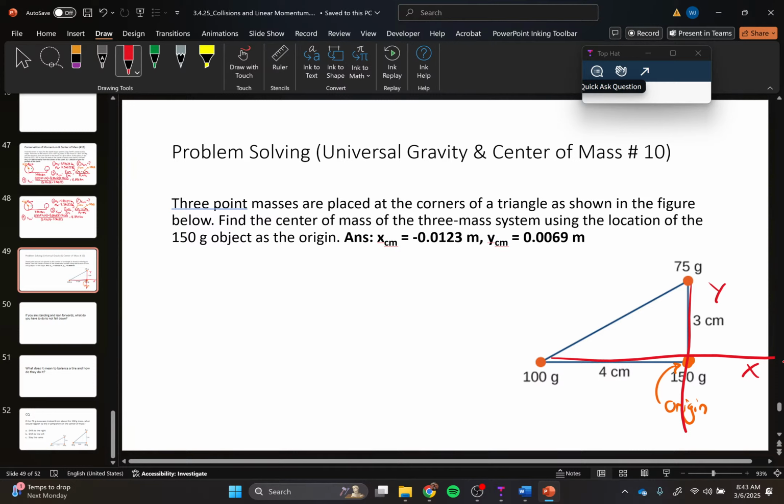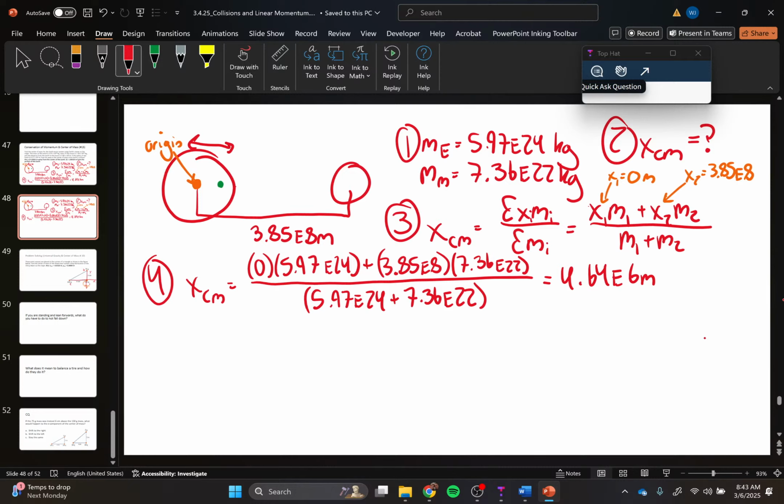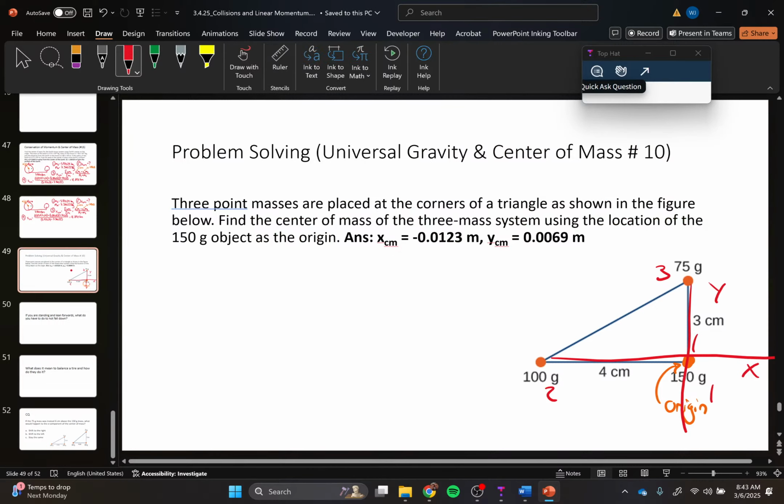So, I like to label these objects. I'm going to call this guy 1, this guy 2, and this guy 3. Whatever. It's just going to make my life a little easier when I write out the equation. What is my location of object 1? How far is it left, right from the origin? 0. How up or down is my 150 gram object located? 0. Great.